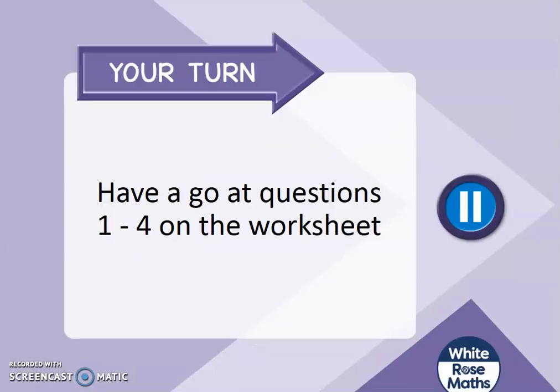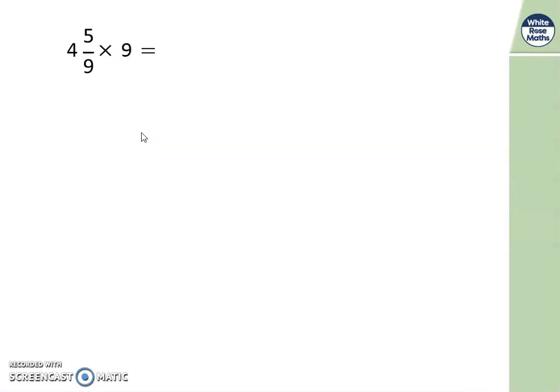Welcome back. Let's continue. 4 and 5/9 times by 9. And I'm saying that it's going to have an integer answer. Remember, integer means a whole number answer with no leftover fractions. Well, how do I know that? Well, I know that 9 is a multiple of 9, and therefore it's going to make into whole ones. That's how I know. Let's check it out.